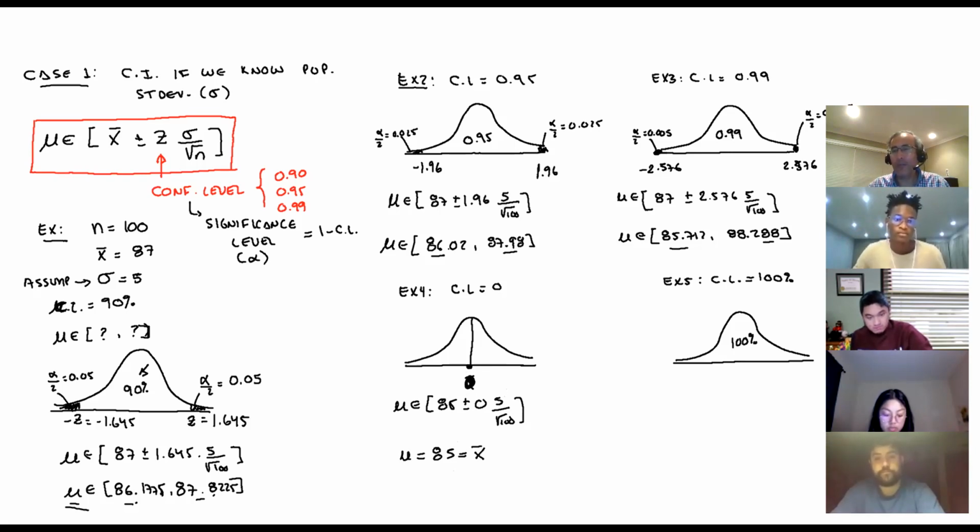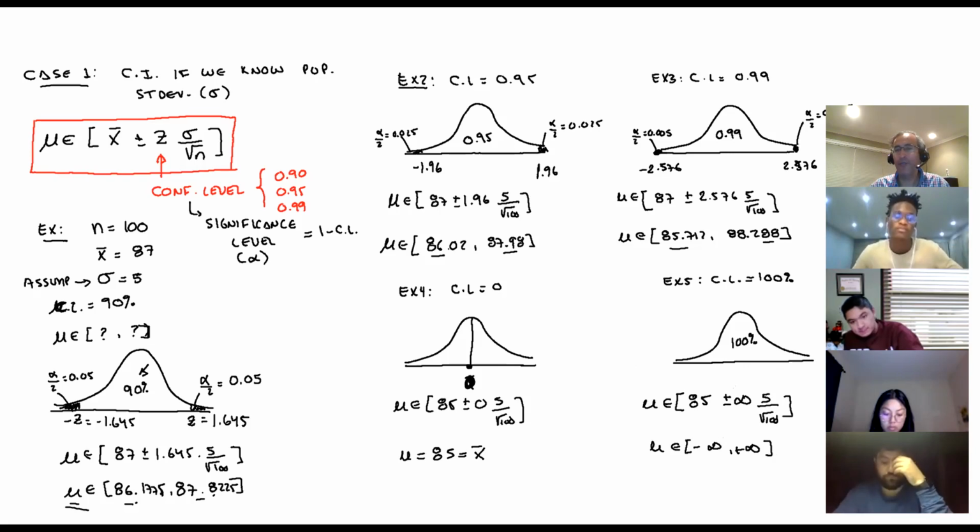Now, what is that extreme confidence? Of course, 100%. You agree? Yeah, but 100% means a Z value of what? Minus infinity or plus infinity. Agree? Because the Z should be somewhere in the infinite. So here, mu is going to belong to 85 plus minus infinity times 5 divided by 100. So basically, mu belongs to minus infinity to plus infinity. Useless. Got it?